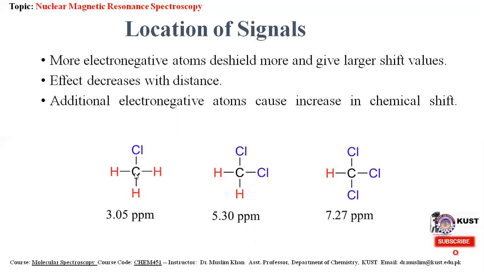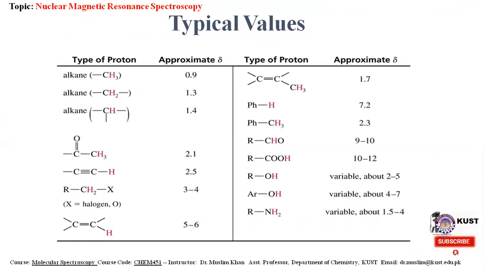For the 3 protons here, there will be intensity at 3 ppm in the spectrum. For the next one the intensity will be less because there are 2 protons, but it will be more shifted downfield because of the attachment of another electronegative atom. And here it will be even more shifted downfield because 3 electronegative atoms are attached. So these are the typical values for different protons.